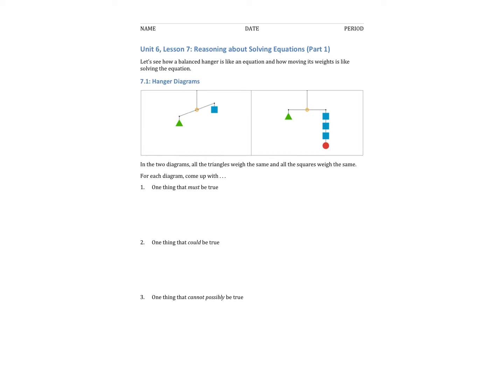Hello, welcome to Unit 6, Lesson 7, Reasoning about Solving Equations, Part 1. The learning objectives for today are to be able to explain how a balanced hanger and an equation represent the same situation, to find an unknown weight on a hanger diagram and solve an equation that represents the diagram, and to write an equation that describes the weight on a balanced hanger.